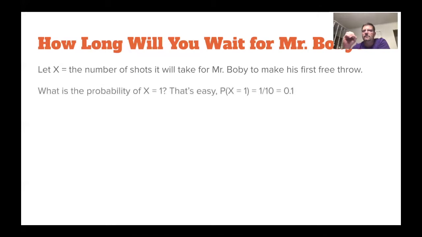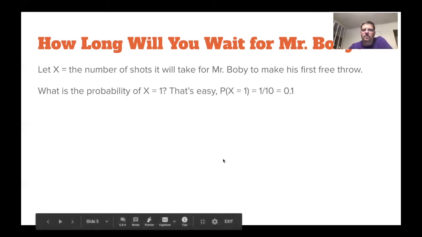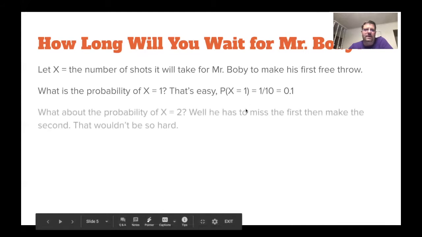So there is no zero. We start counting at 1. So the probability of me getting it on the first shot, it would be 1 out of 10. So I take a shot. Oh, I made it, done. 10% of the time that's going to happen. All right. So that means that's great. What about the probability of two?